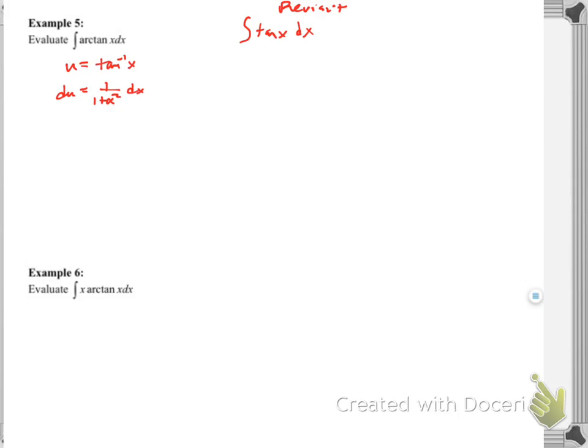Here's u. If it's arctangent of x, the derivative is 1 over 1 plus x squared dx. I want to have that memorized. dv then has to be dx. The antiderivative is just x. So there's uv minus the integral of v du. And I haven't done anything special. Here's v, and then du is the rest of that thing. So all's accounted for: uv minus the integral of v du.